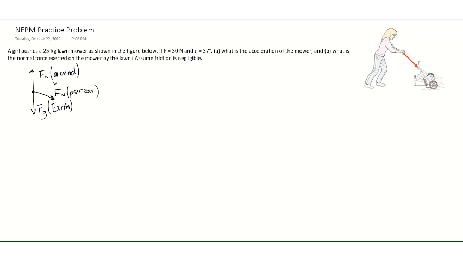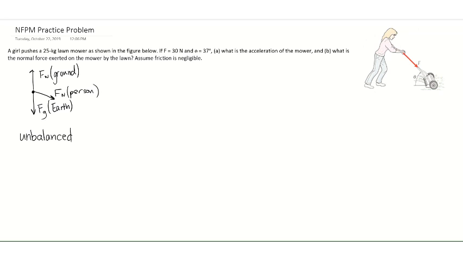The problem also specifically says to assume friction is negligible, so our friction force will not appear on our free body diagram. Our next step is to apply Newton's second law, but before we do, we're going to figure out if our free body diagram is balanced or unbalanced. Based on the fact that the question is asking what's the acceleration of the mower, I know that it's accelerating and not moving at a constant speed. Therefore, my free body diagram is unbalanced.